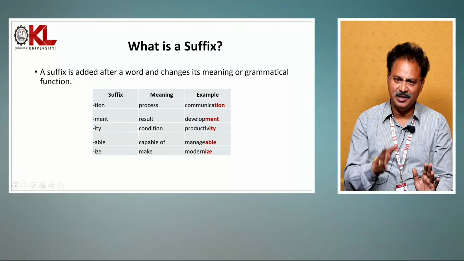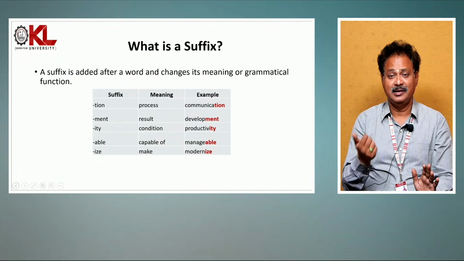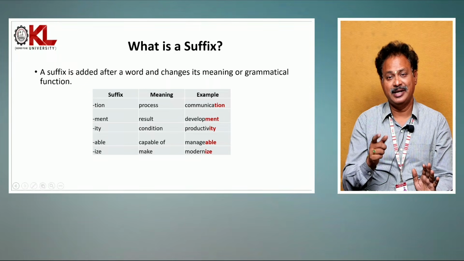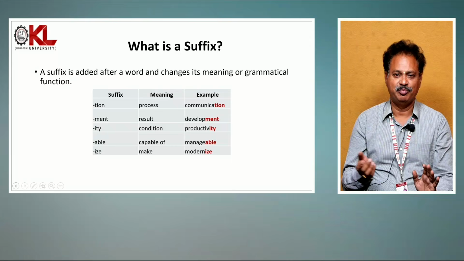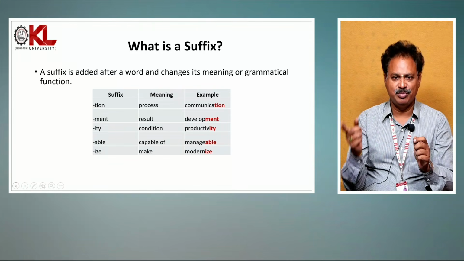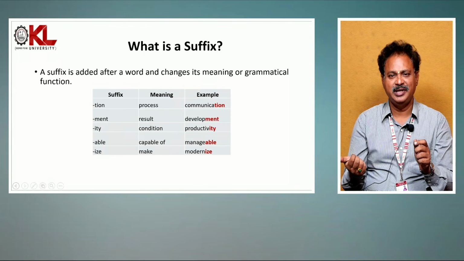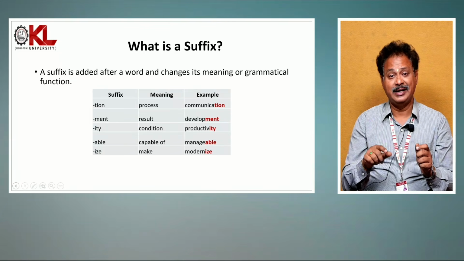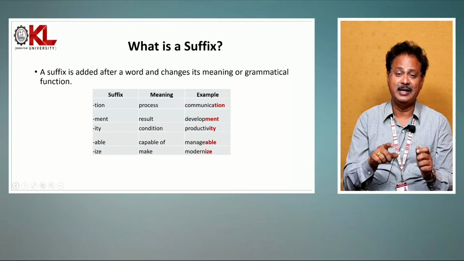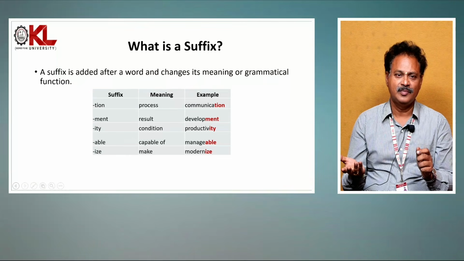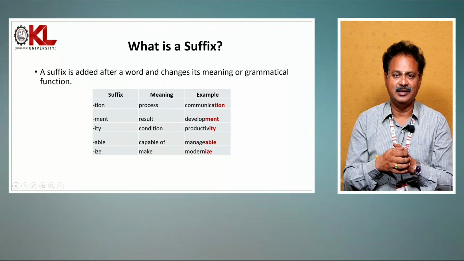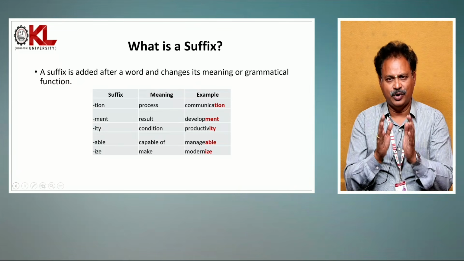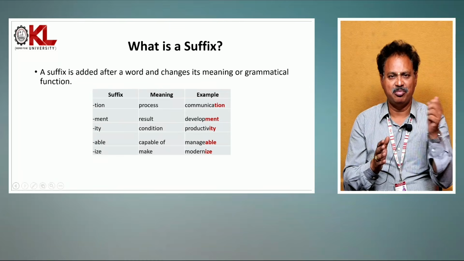Manage is a verb, and once you add ABLE, it becomes adjective. And supposing you add MENT to it, it becomes noun. Manage is a root word, management is noun, and manageable is adjective. Manageably, when you add LY, it becomes adverb. IZE, modern, modernize. So what you learned today is a root word, a prefix, and a suffix.